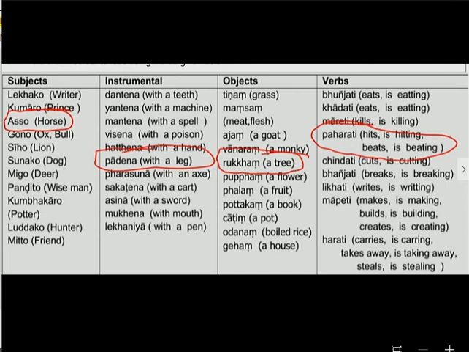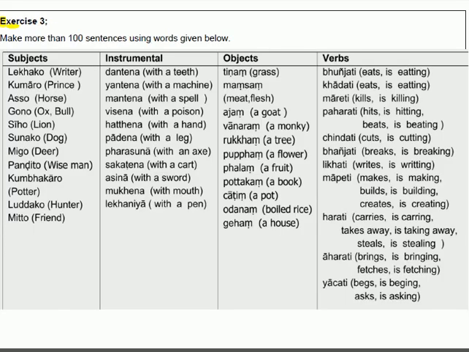Alright. You can also make funny sentences. As I said before, it is okay to make funny sentences because you just want to memorize the words and the word order. So please do this exercise later.